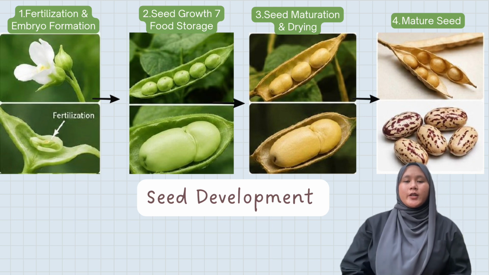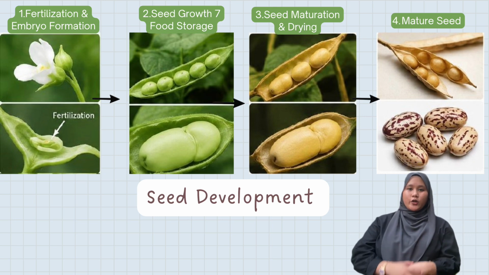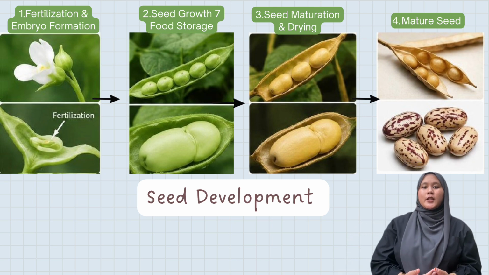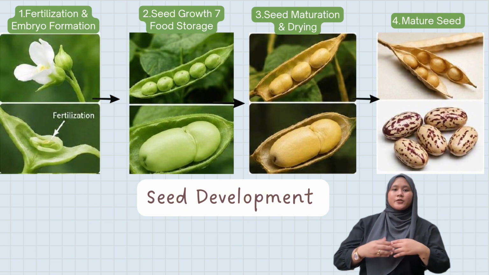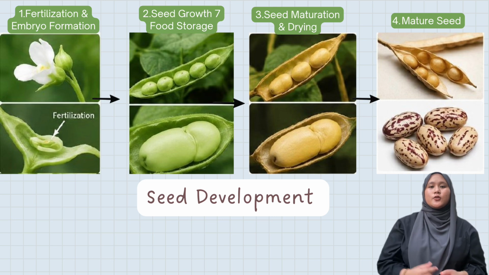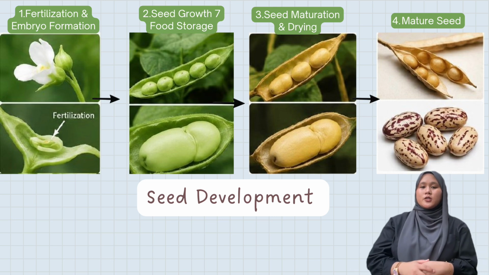Phase 2 is seed growth and food storage. The young seed rapidly expands inside a green pod. The mother plant pumps lipids and proteins into the seed, filling up the storage tissue.